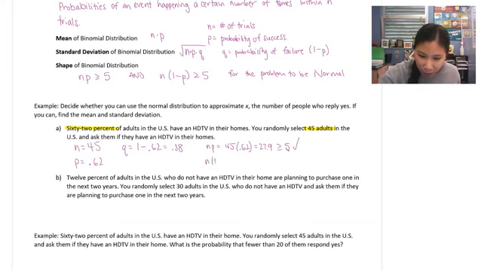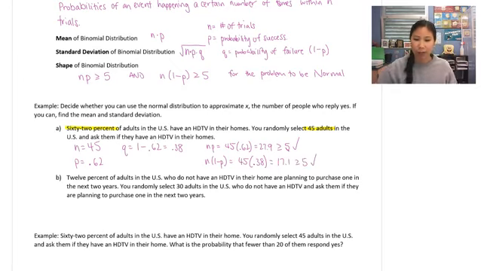And if I do n times 1 minus p, then I have 45. 1 minus p we said was 0.38. When I multiply that together, I get 17.1, which is also greater than or equal to 5. So that means this is actually going to be a normal curve. Cool. I can draw that out.